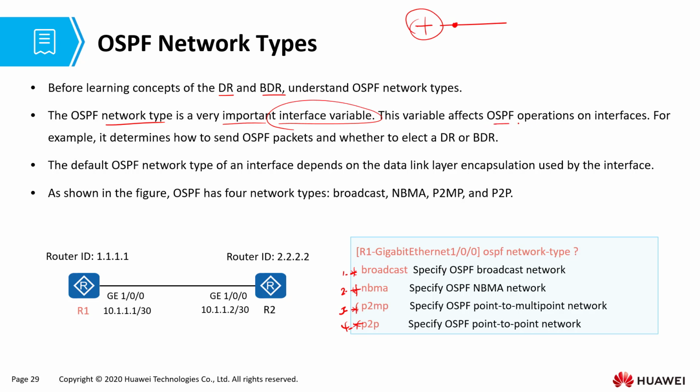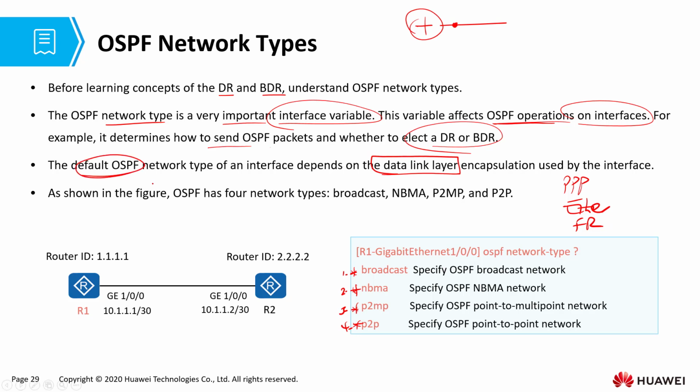Now, the variable affects OSPF operations on the interface. For example, it helps determine how to send OSPF packets and whether to elect a designated router or backup designated router, or not to elect them. The default OSPF network type of an interface is normally going to depend on the data link layer encapsulation. So if our layer 2 encapsulation is point-to-point protocol, the default network type of OSPF is going to be different from when it is Ethernet, from when it is frame relay. Different data link layer encapsulations define different default OSPF network types.